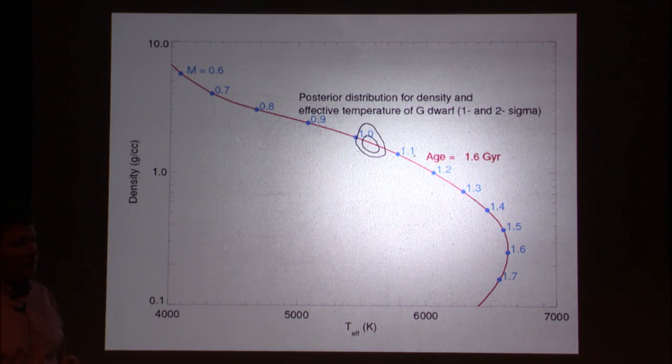I'm sorry? Should have been more compact initially, and then spiraled out? Well, because due to the mass loss. Oh, yeah.